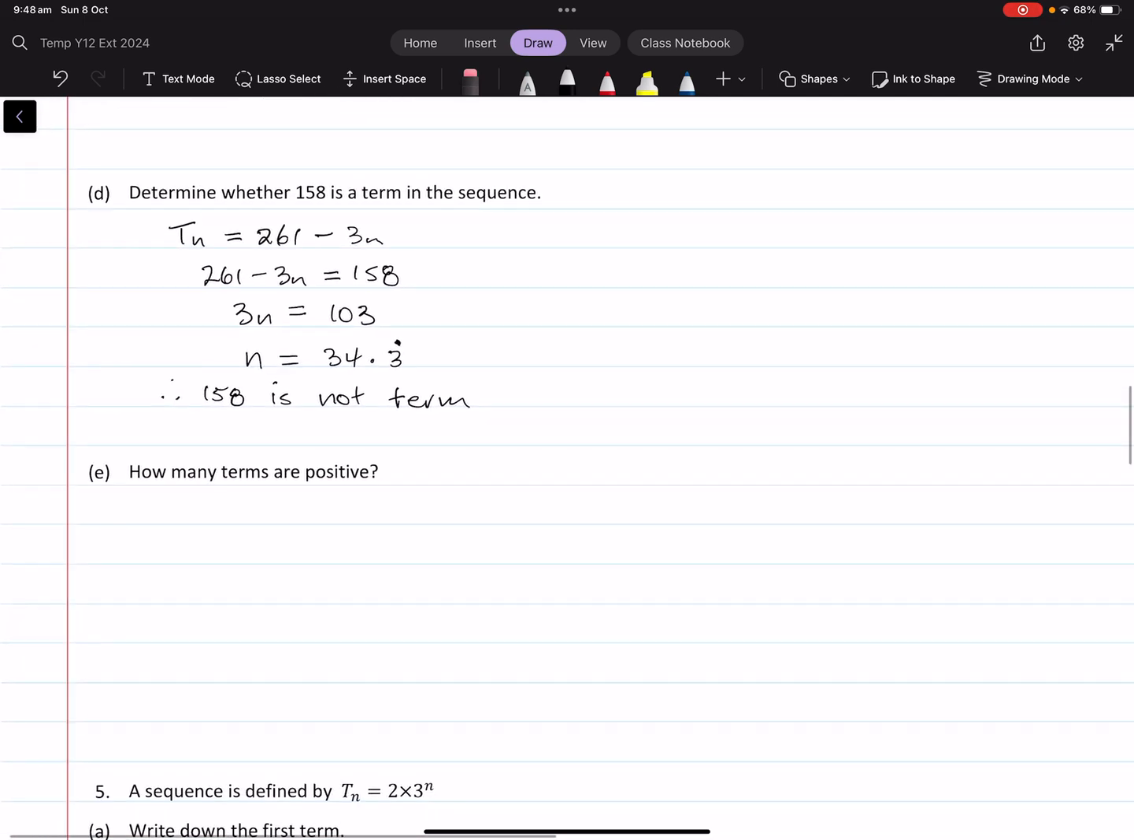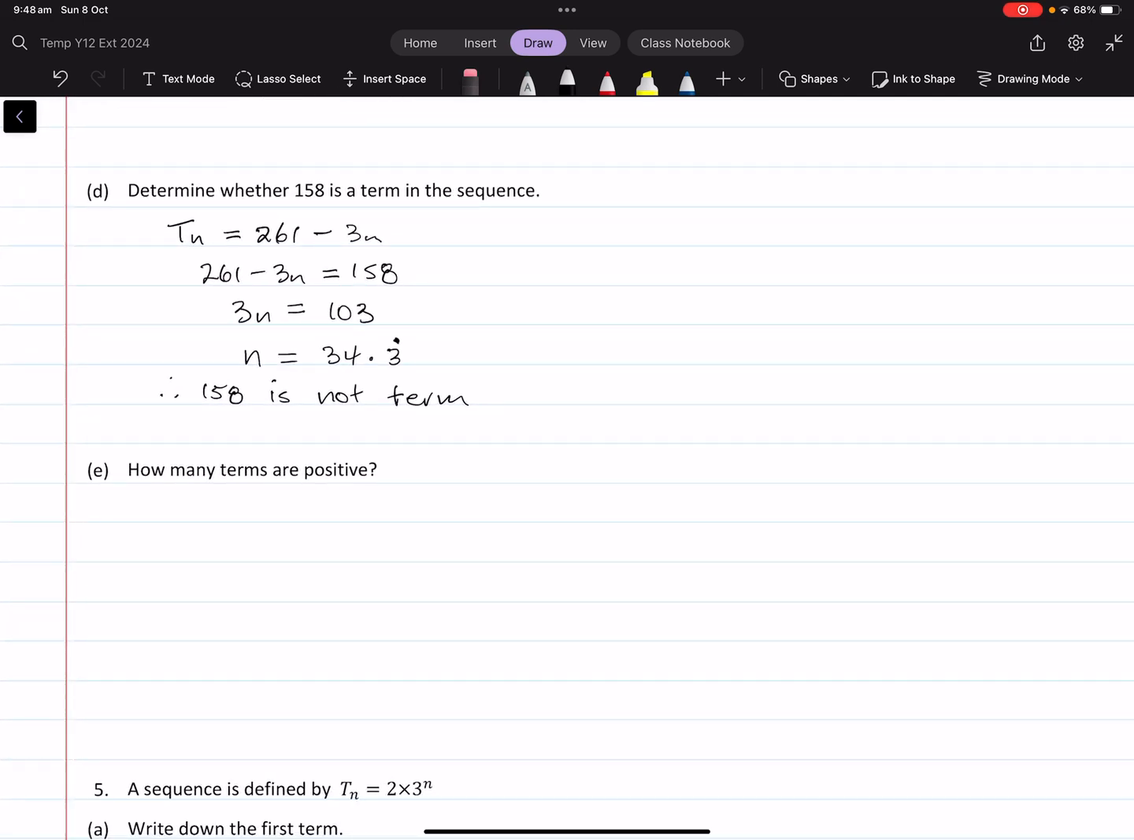How many terms are positive? Okay, so to work out how many terms are positive, we need to have Tn greater than 0. Now Tn is 261 minus 3n. So we need that expression to be greater than 0. And so bringing the 3n to the other side, we have 3n is less than 261. And so n comes out to be less than 87. So there are going to be less than 87 terms which are positive, and therefore there's going to be 86 positive terms.